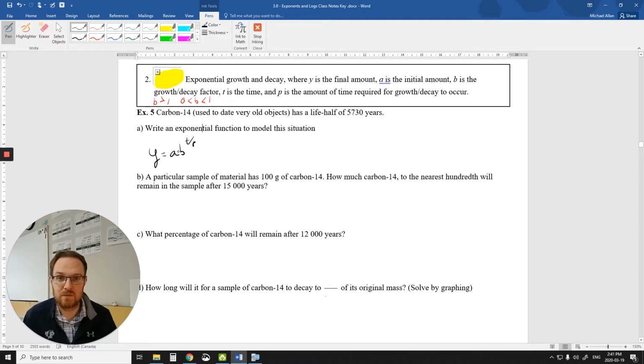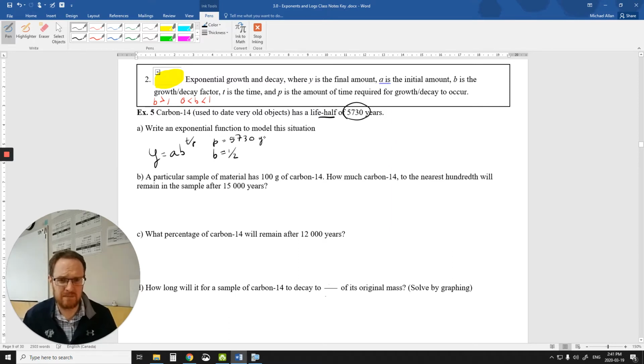Also, like in the interest one, it's very similar to that. We can think about the compounding period. How long does it take for whatever this B value is to take place? How many times do you perform an interest calculation? How many times do you get to a half-life? So this little number here, this 5,730, that is your P. It's how long it takes to get 1/2 of what it was before.